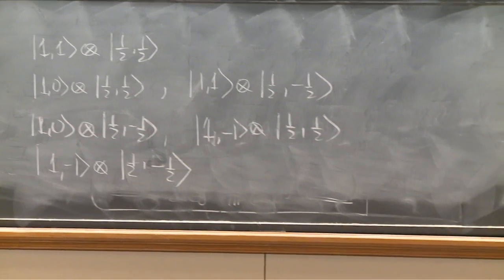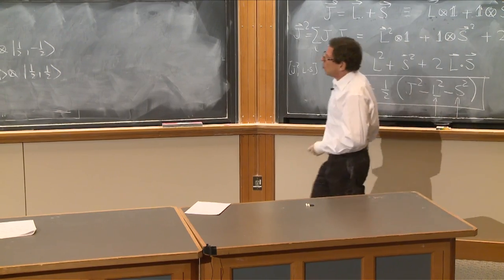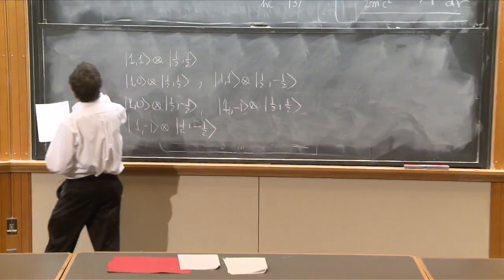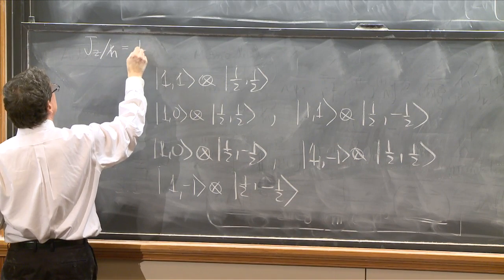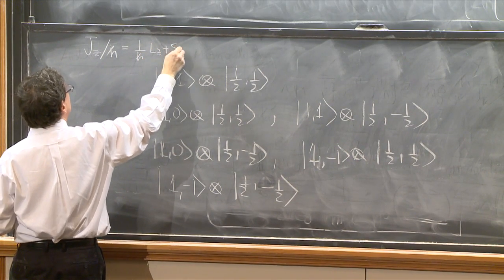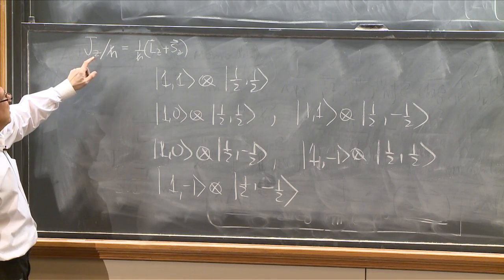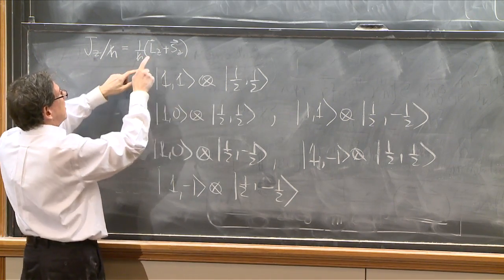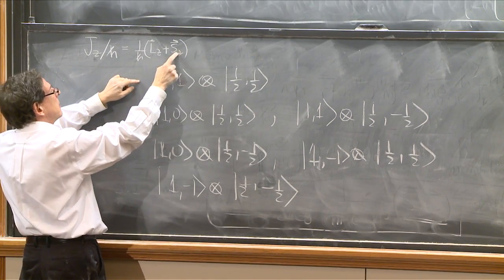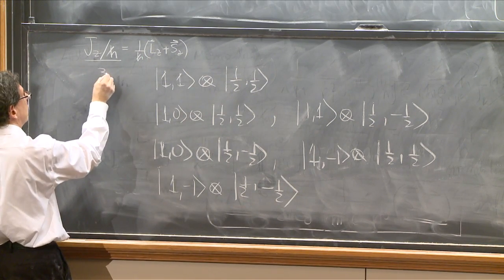And I've organized them in a nice way, actually. I've organized them in such a way that you can read off the value of jz over h bar. Remember, jz over h bar is lz plus sz. I claim these are eigenstates of jz. Why? Because let's act on them. Suppose I act with jz on this state. The lz gives 1, the sz gives 1/2. So the sum gives jz over h bar equal to 3/2.